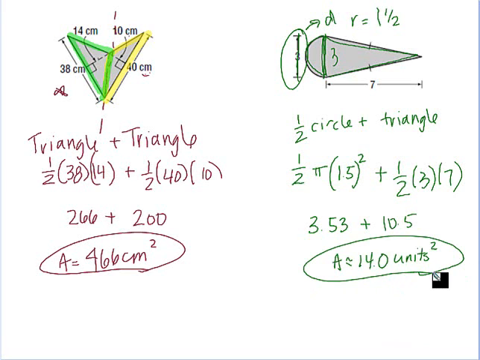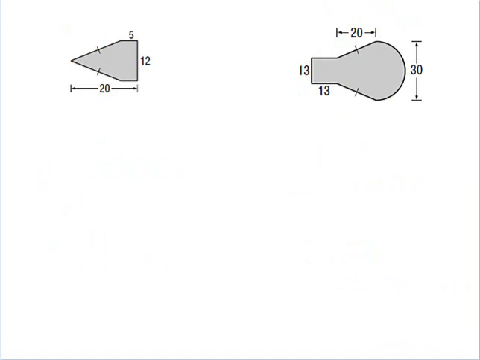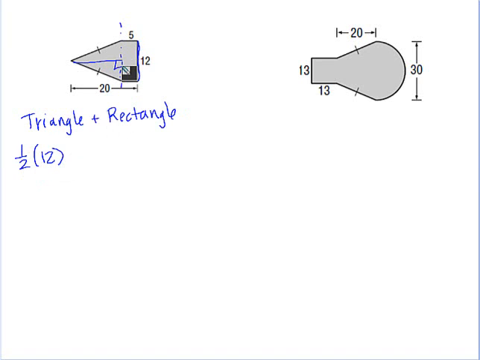All right, just two more examples of irregular figures. The first one up here, if we take a look, this appears to be a rectangle and a triangle. So we will take the area of the triangle and we will add on the area of the rectangle. Well, our triangle is 1/2 base times height, so we see the base is clearly 12 here. The height of this triangle would be 20 minus 5 to give us 15. And then our rectangle, base times height, would just be 5 times 12.